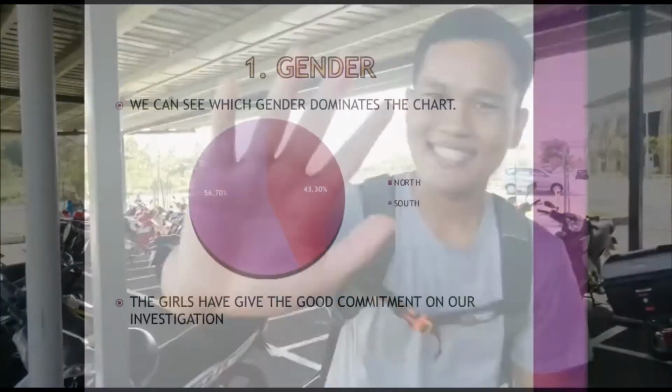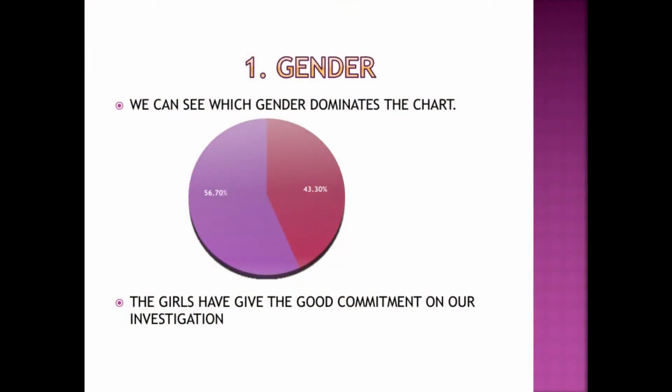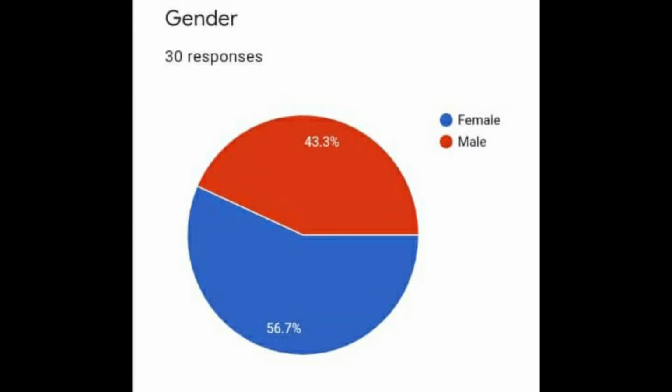Now I want to explain about the gender of our respondents. Let's check it out. In the pie chart, we have two parts, the red part and the blue part. The red part is male and the blue part is female. The red part is 43.3% and the blue part is 56.7%.